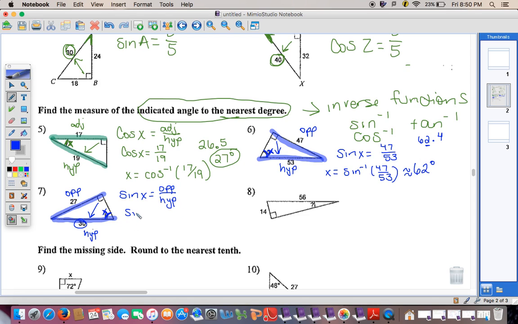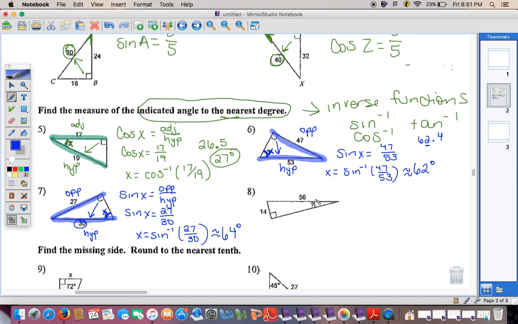So we have sine of x is equal to opposite, which is 27, over the hypotenuse, which is 30. And since we're looking for an angle, you have to use the inverse sine function. So x is equal to the inverse sine of 27 divided by 30. If you substitute that in your calculator, we get 64.158. Since we're rounding to the nearest degree, this is approximately 64 degrees.